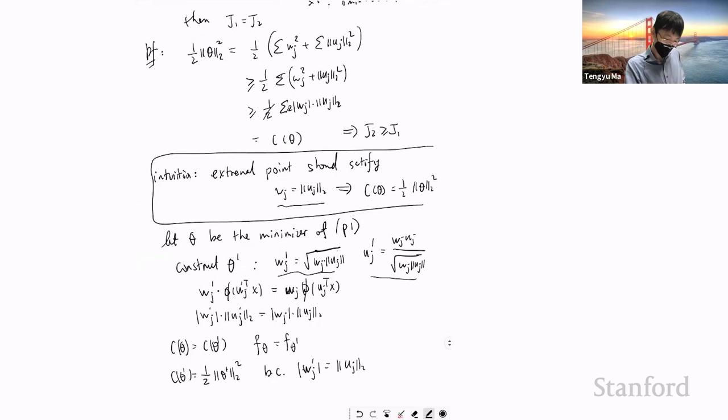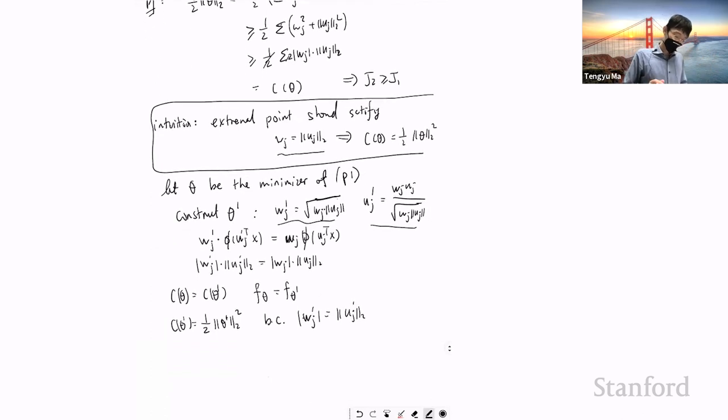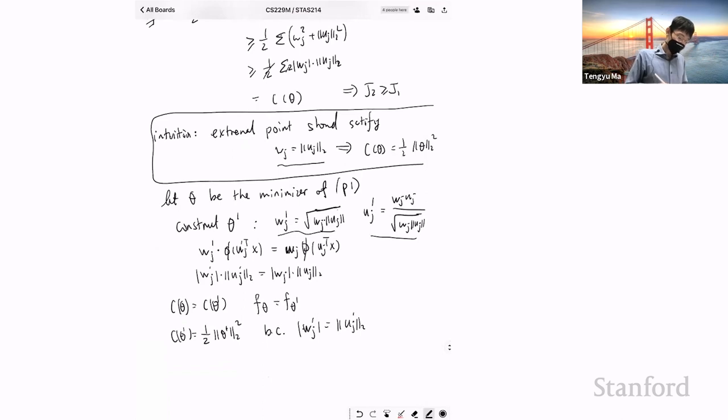All right, so you can verify Wj is the same as the norm of Uj, right? Because this is actually my design in some sense. You can verify this, but if this is not true, I should change my design to make it true. But that's the point. So what does this mean? This means that theta prime satisfies the constraint of P2.